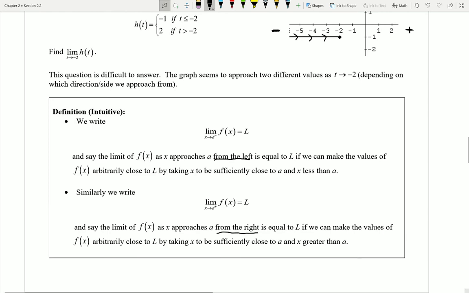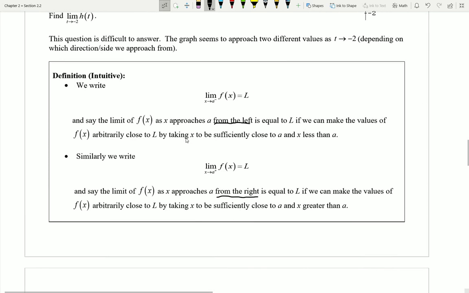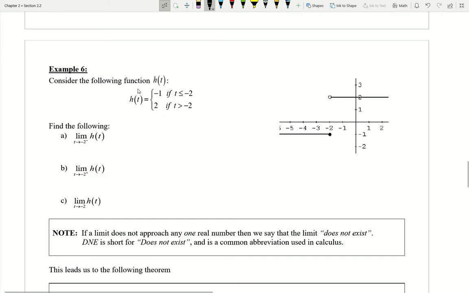So let's go ahead here really quickly then and take a look at something like example number 6 to figure out how we would answer questions related to this. So again, we're going to deal with the same function. Let's see what we have. I'm going to be dealing with this function h of t, and I want to find the following 3 limits. Let's start with the first one. What's the limit as I approach -2 from the left? Well, remember, that would be moving along this piece of the function.